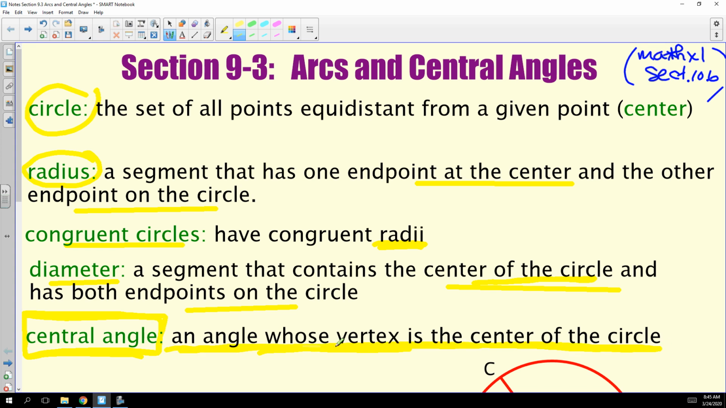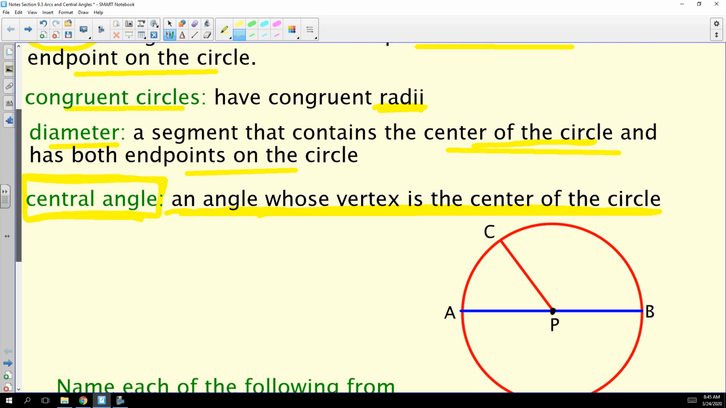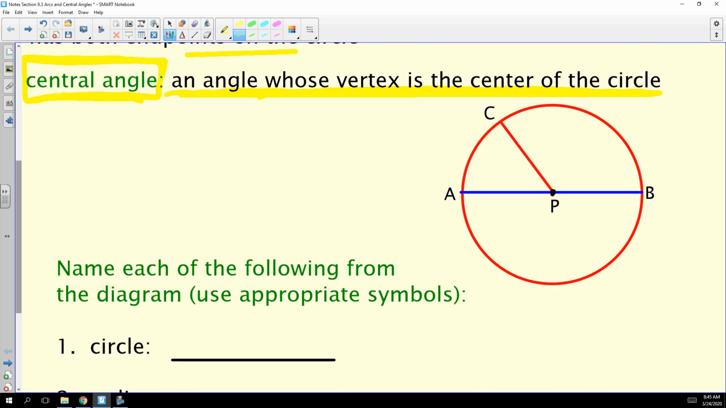This particular definition is really important because we're going to learn about other types of angles as they relate to a circle. And the central angle is one of them, but there are other types. So if you don't distinguish between a central angle with a vertex at the center and some of the other types coming up, then you're going to have a hard time. So we'll try to do each of that.